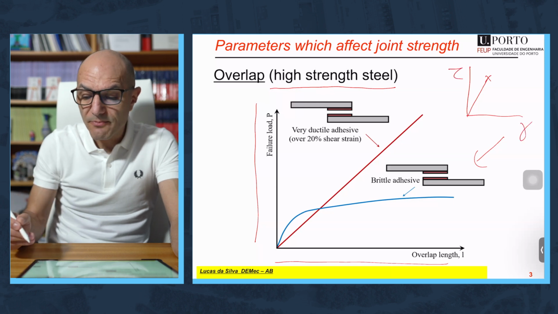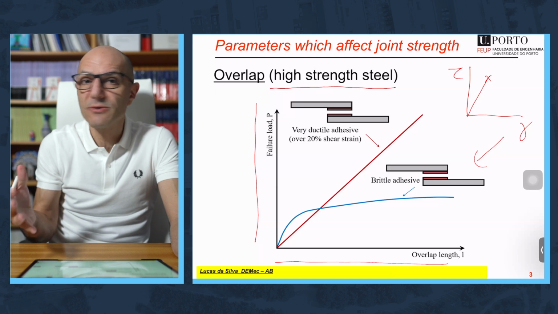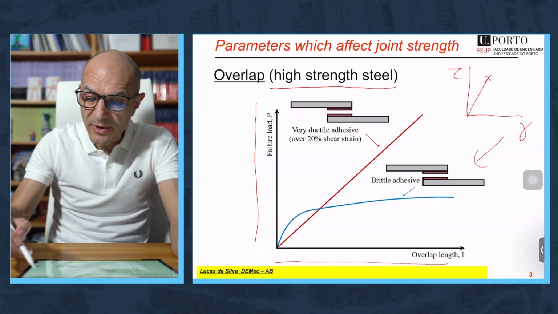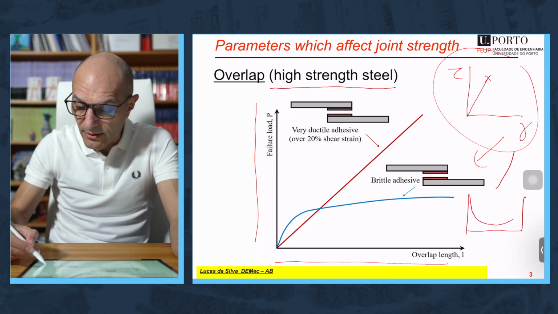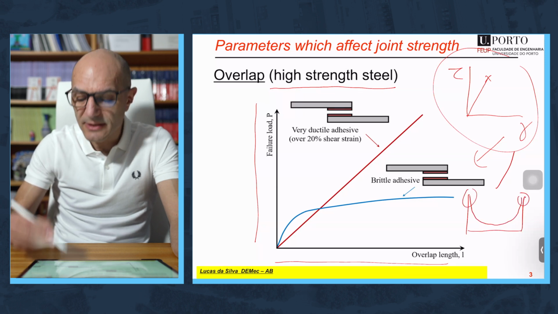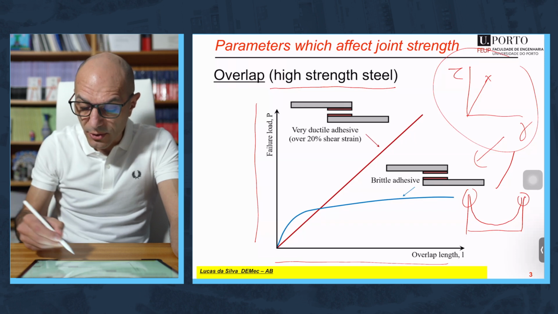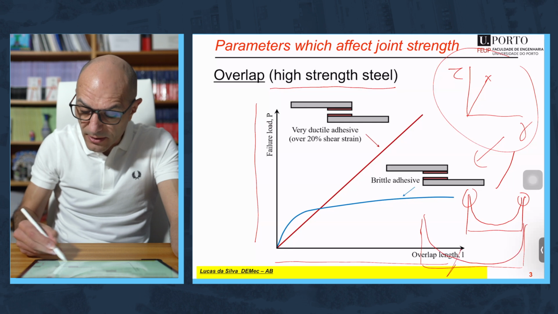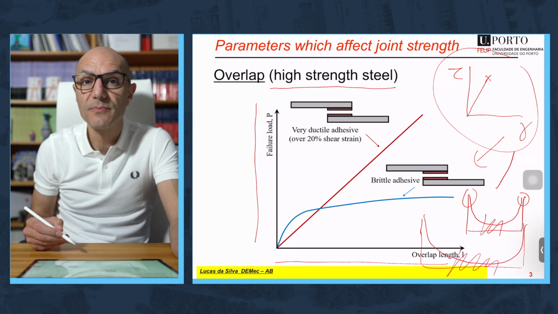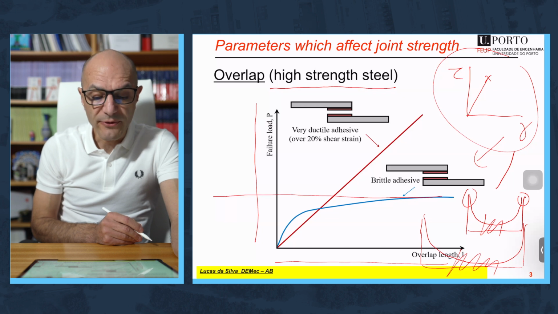In this case, the overlap practically has no effect, because when we have such a behavior for the adhesive and we look at the stress distribution along the overlap, everything takes place at the ends of the overlap. And it doesn't matter if you use a short or a very long overlap, the middle is doing nothing. That's why you have a plateau for the failure load.